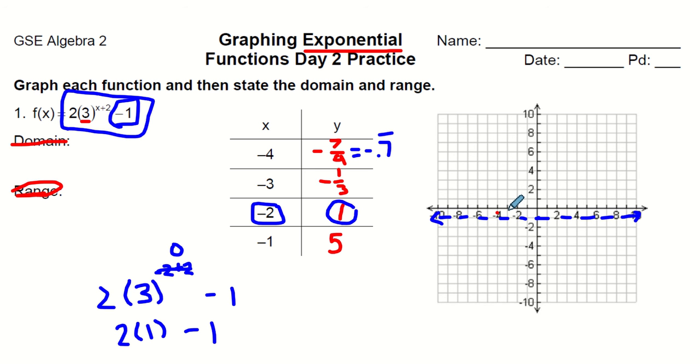-3, -1/3 would be about, let's say, right there. -2, 1 would be there. And -1/5 would be here. And notice how the graph is going.